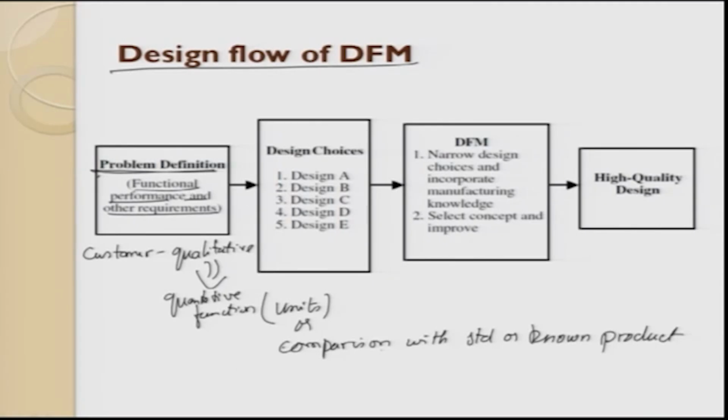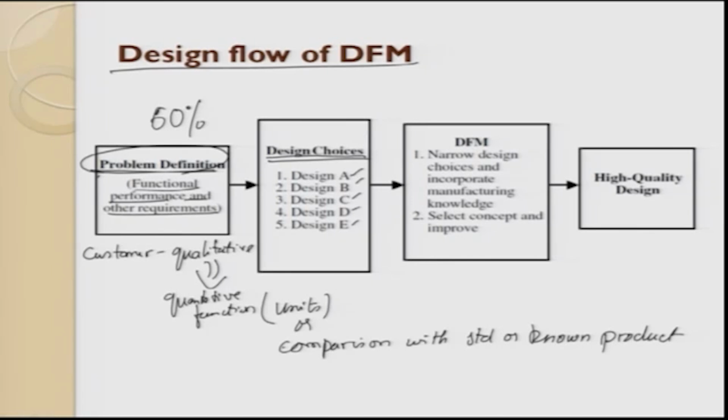So, in your objective statement, if you can give every parameter their functional performance and other requirements, then the first job is done properly, problem definition is done properly. Next, once the problem definition is done, almost 60% of the problem is solved. Then what do we do? We try to look at various design choices. Various design choices are you develop A, B, C, D, E with each one having variations, all addressing the functional performance and the requirements placed in the problem statement.